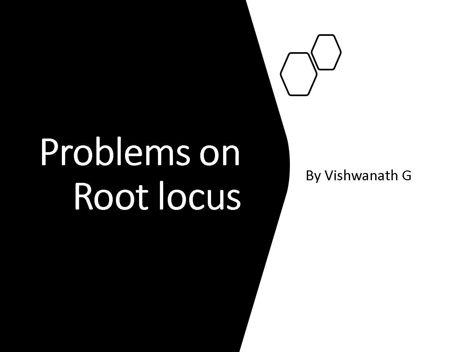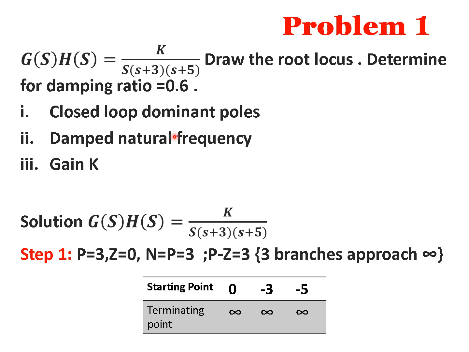So on root locus, problem number 1. The given system is G(s)H(s) = K / [s(s+3)(s+5)]. Draw the root locus. Determine, for damping ratio equals 0.6, the closed loop dominant poles, damped natural frequency and gain K.